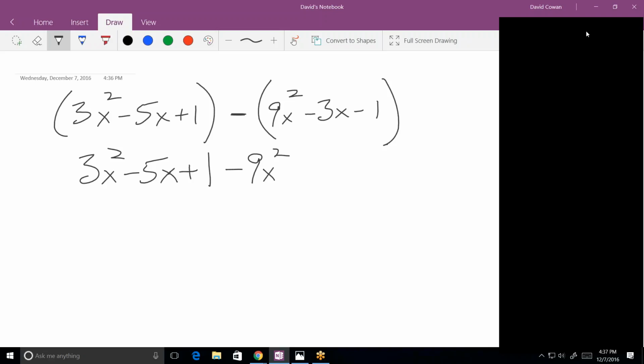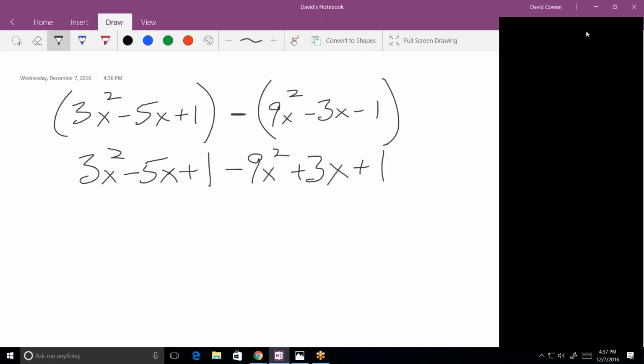Minus 3x. Hold on. This minus has to be distributed to all three terms. I distributed it to the 9x squared. That's how it got to be minus 9x squared. What's the next term? What's minus times the minus? It's a positive. That's plus 3x plus 1. Alright. Now combine like terms.